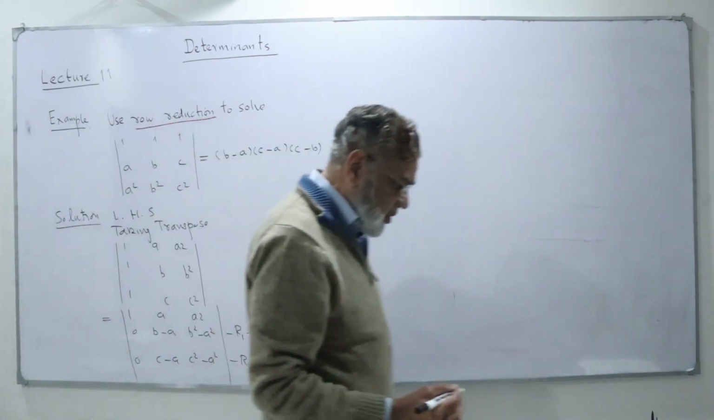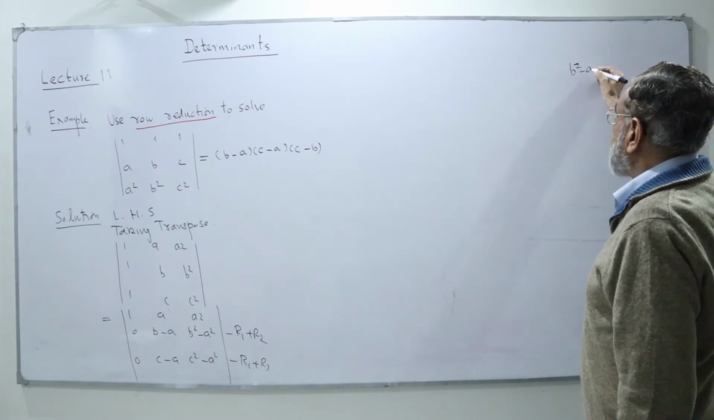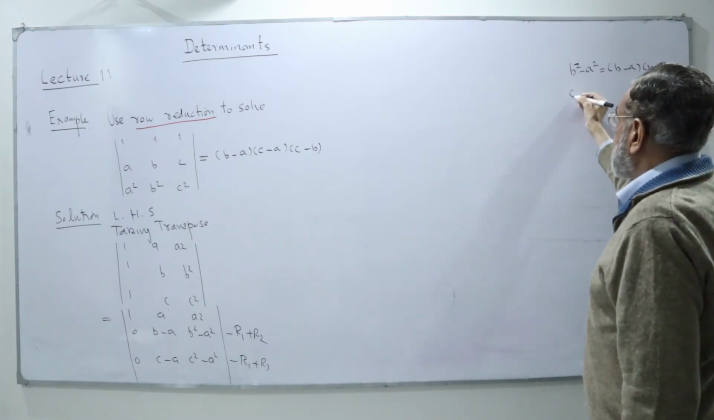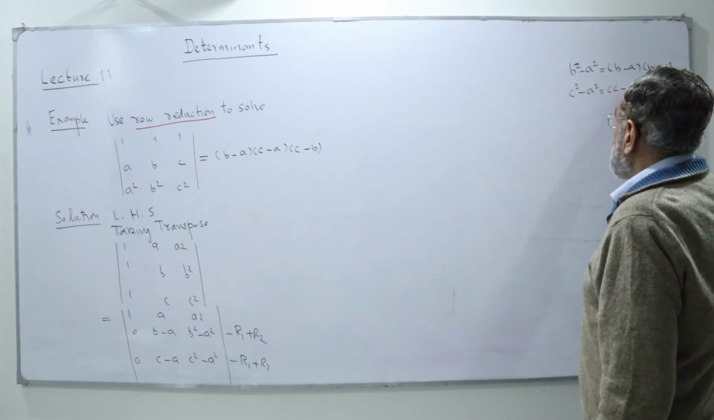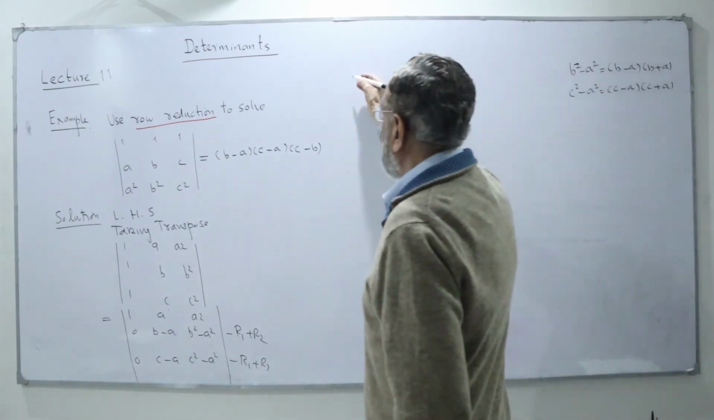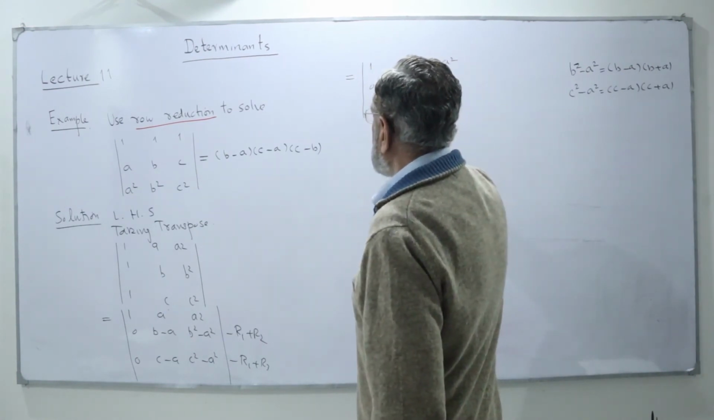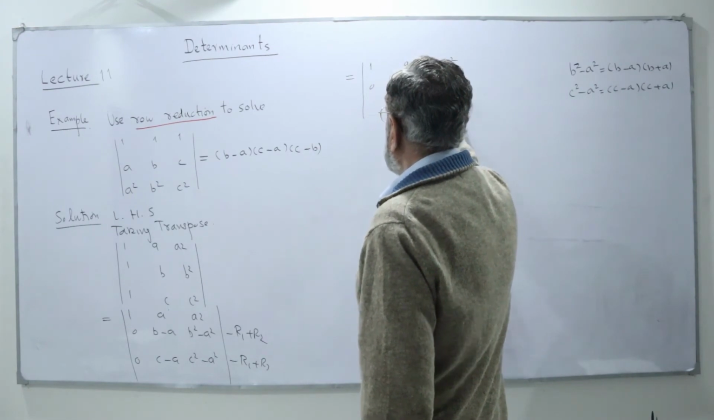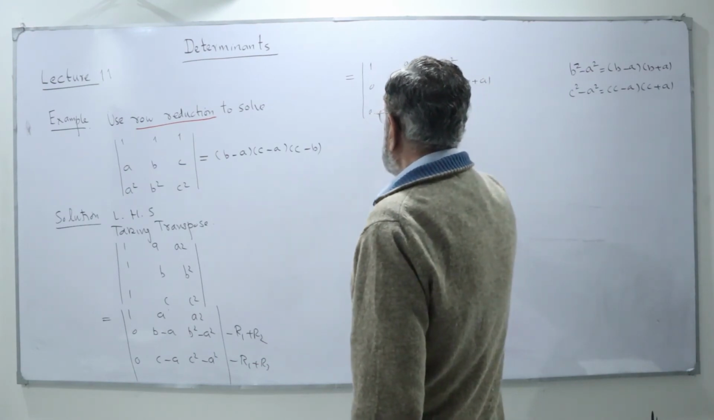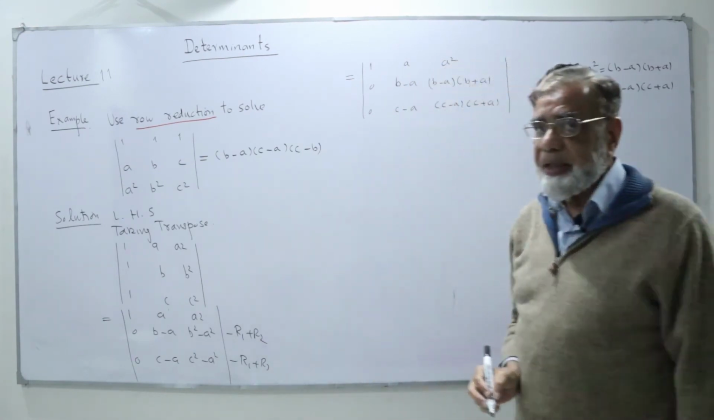Now these formulas you must know. We know that B square minus A square is equal to B minus A into B plus A, and C square minus A square is equal to C minus A into C plus A. So I just rewrite this one: 1, A, A square; 0, B minus A, into B plus A; 0, C minus A, into C plus A. Now I have the property that I can take common from the row.